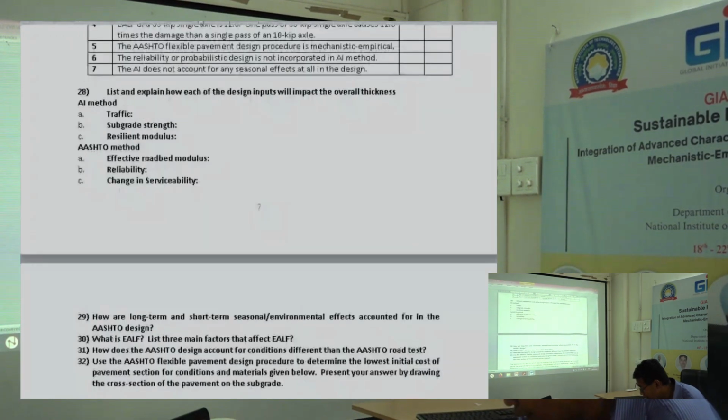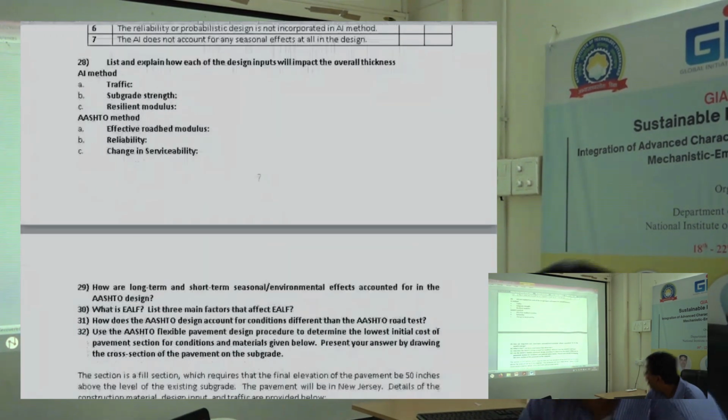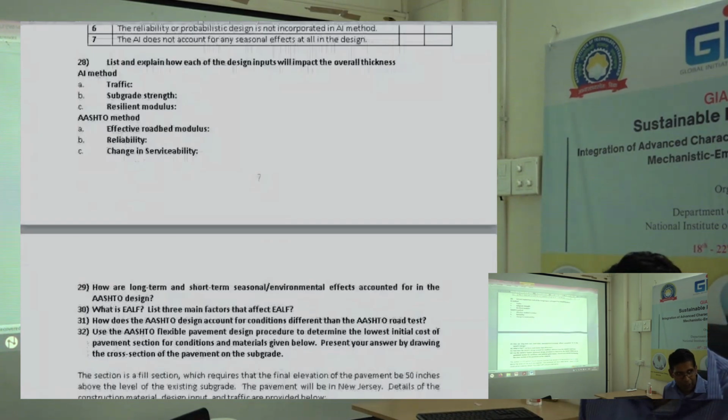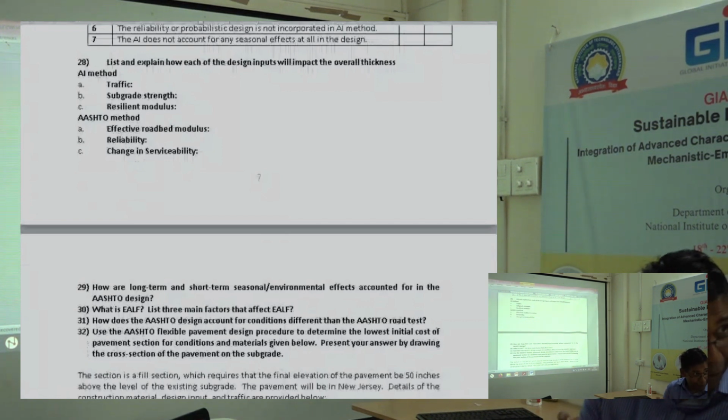All right, let's look at this. How are long-term and short-term seasonal effects accounted for in AASHTO design? We have covered this. Let's start with short-term first, or long-term first. Long-term, delta PSI for frost heave and swelling.